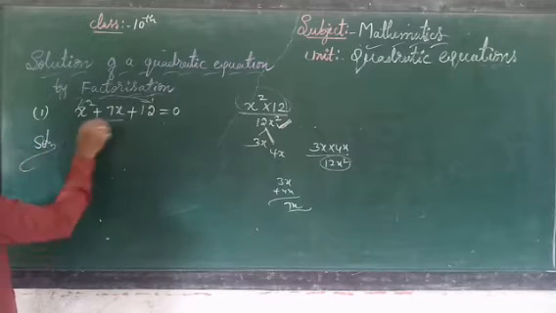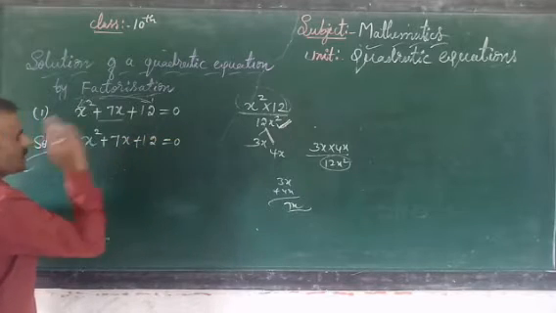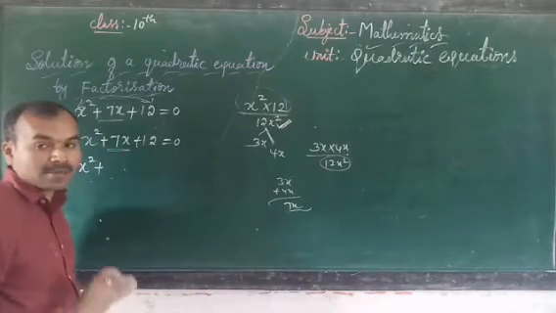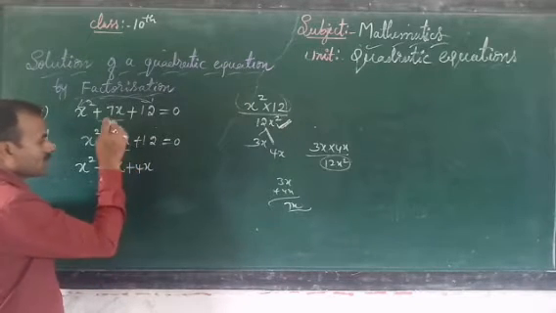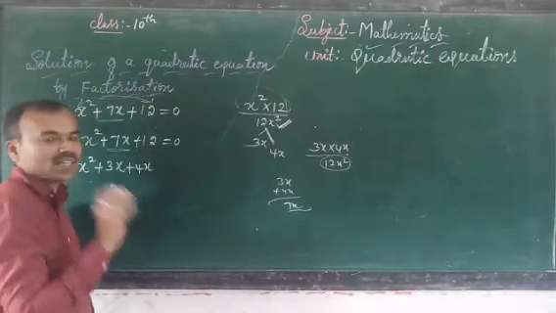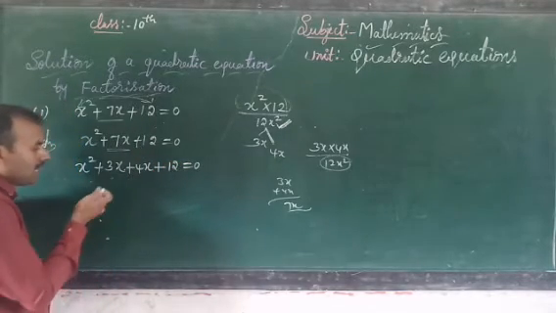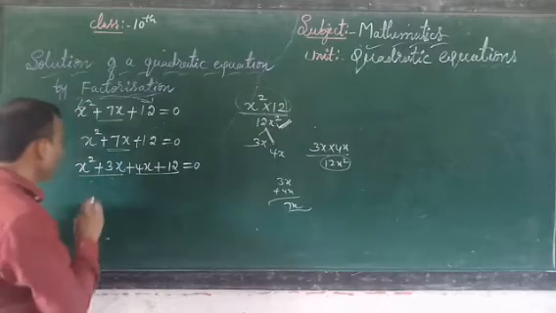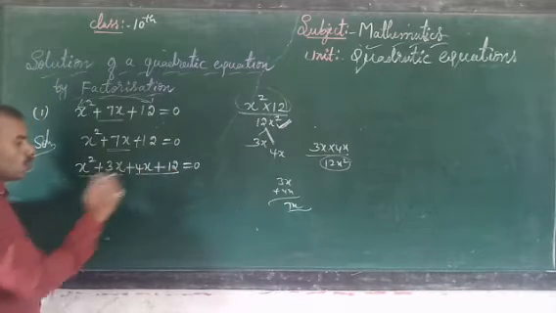Next, consider the equation x square plus 7x plus 12 equals 0. X square plus, instead of 7x, I write 3x plus 4x. 3x plus 4x, nothing but 7x. There is no change. Plus 12 equals 0. In the next step, we have to group two terms. X square plus 3x is one group and 4x plus 12 is another group.